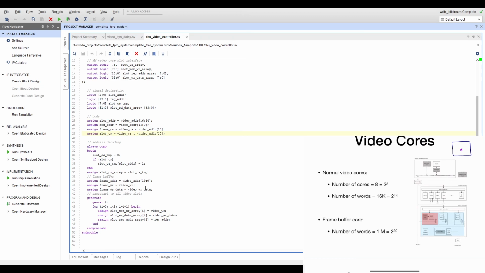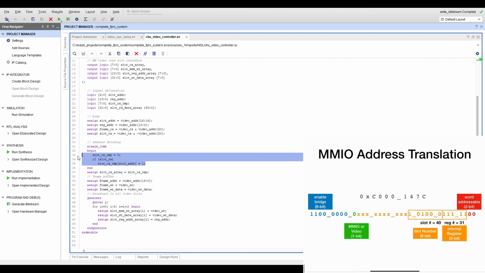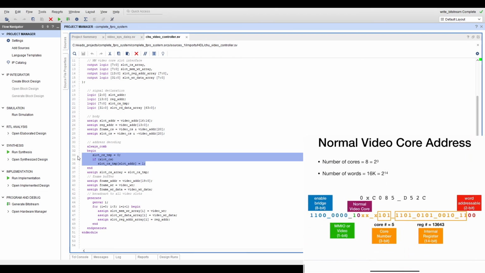And you can read the rest. It's really straightforward. For the frame address, I'm just taking the video address, the 20 bits, and so forth. It's just normal mapping, and that's about it. And we have some genvar in here to distribute the write signals and the read signals. This is how we're doing the decoding to activate one of the slot addresses if you're dealing with a normal video core, which is basically taking that particular number and putting a 1 on it.